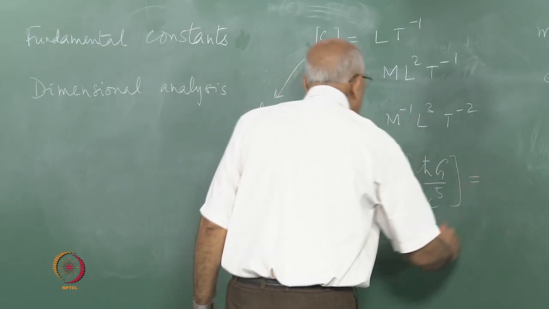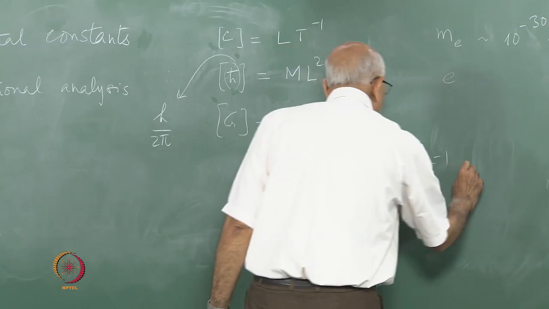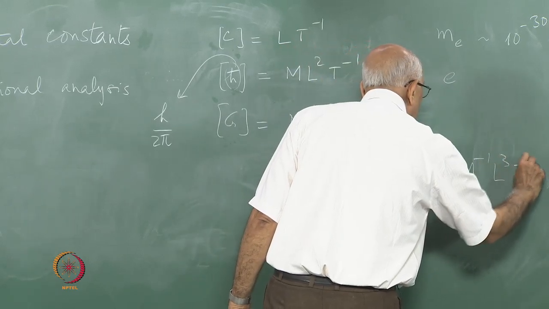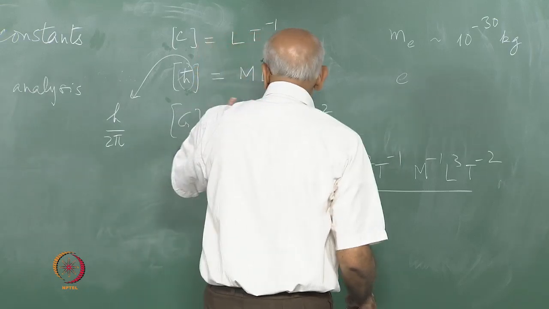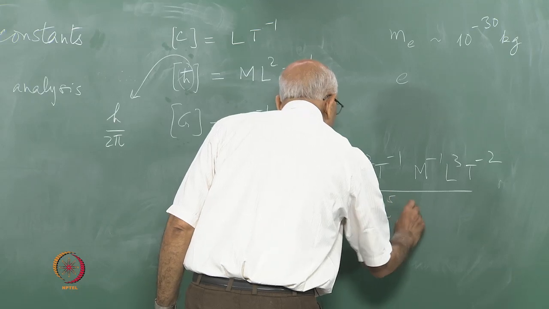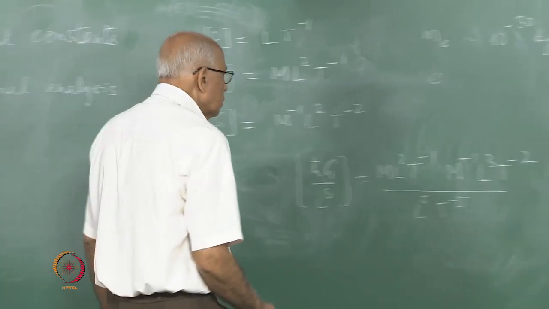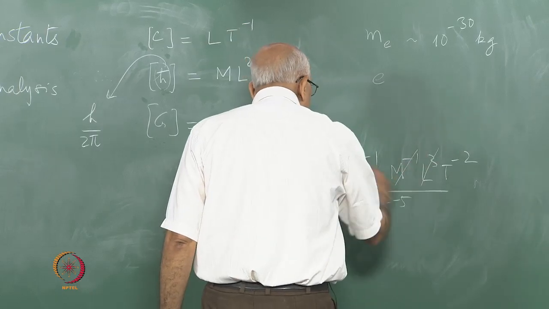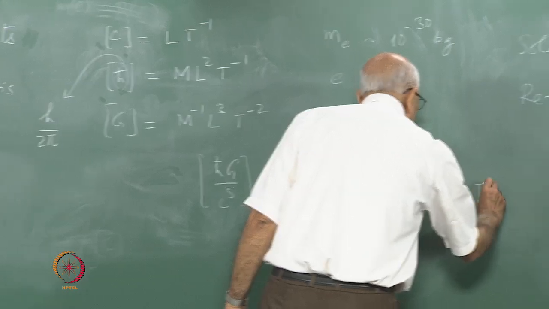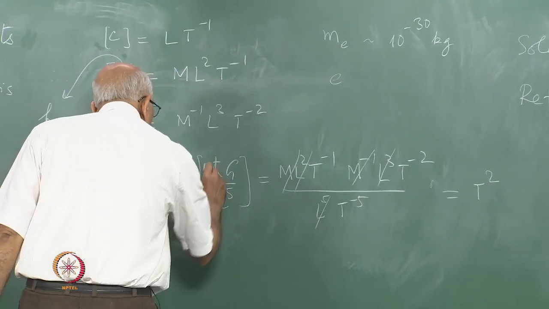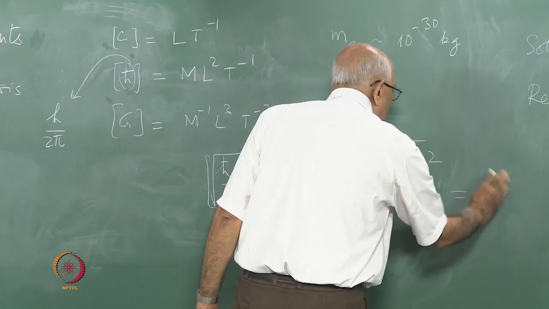The physical dimensions of this are m L squared T to the minus 1, times G, which is m inverse L cubed T to the minus 2, divided by c to the power 5, and what c to the power 5 does is L to the 5 T to the minus 5. So the m cancels out, the L's cancel out completely, the T to the 5 goes up on top and you are left with T squared. Therefore if you took the square root of this quantity, you have T.